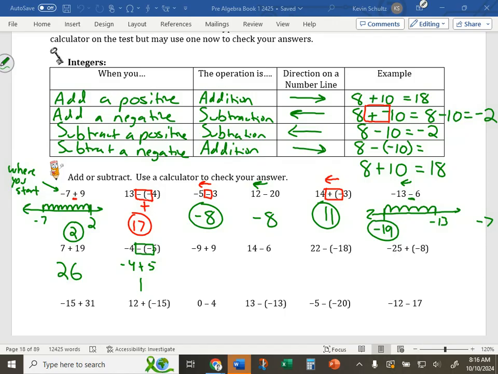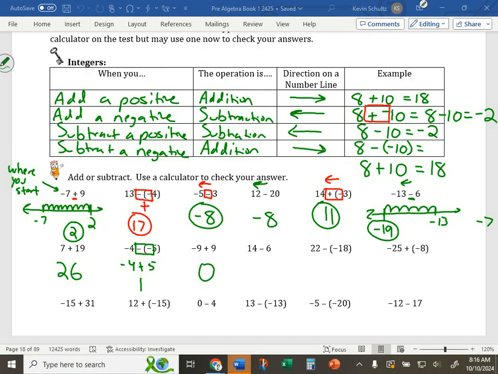Negative 9 plus 9. Who's got that one? Negative 9 plus 9. So here again. I got 0. Okay, you start at negative 9, you're going to the right 9, you're adding 9, you end at 0. Job well done.